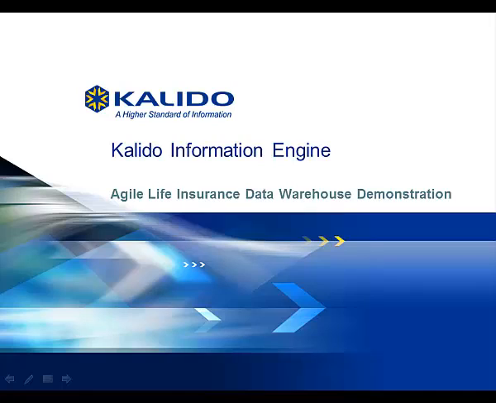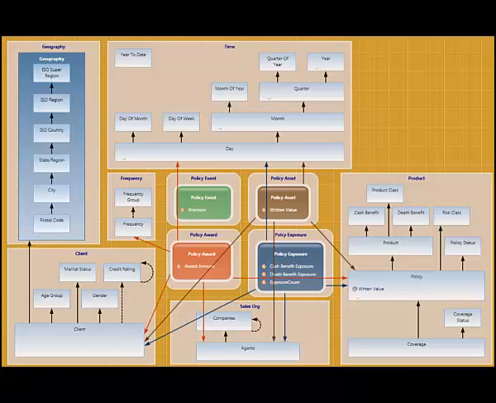Today we'll be focusing on how the Kaleido Information Engine can be used to increase the agility of data warehouse-based reporting solutions by allowing new hierarchies to be added when existing ones do not provide all the details analysts need to make decisions. We are looking at a simple business model at a life insurance company.